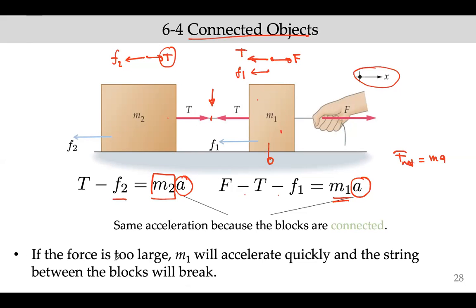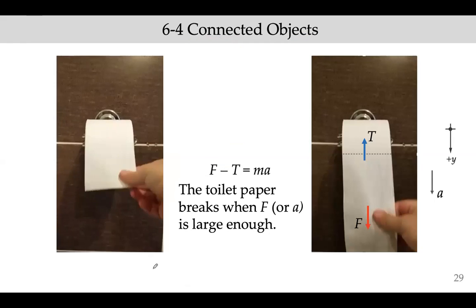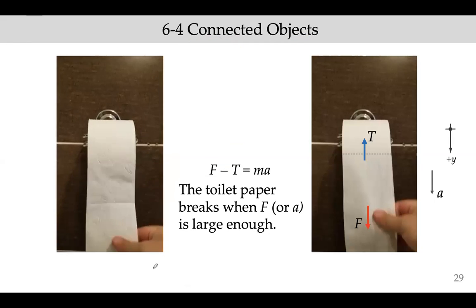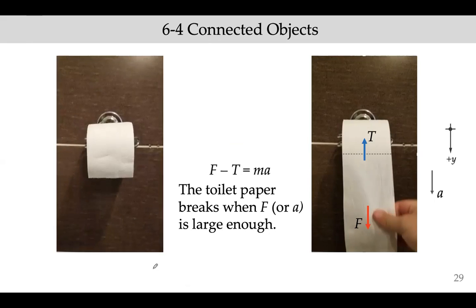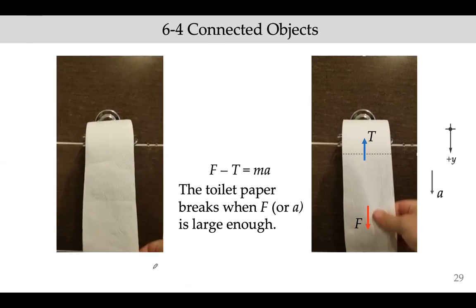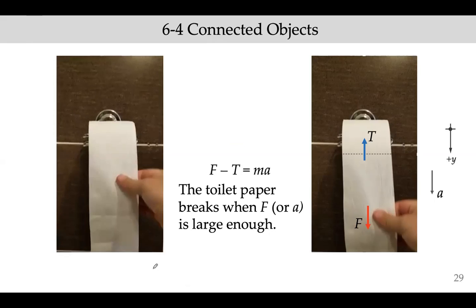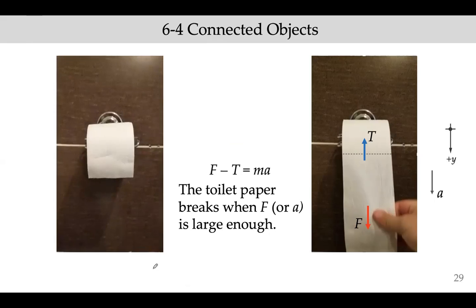So if the external force F is too large, then M1 will accelerate quickly and the string between the blocks will break. In fact, this is something that you see every day. If you pull the toilet paper slowly, it comes down, but if you jerk it, jerking means pulling it really, really fast, then it breaks.